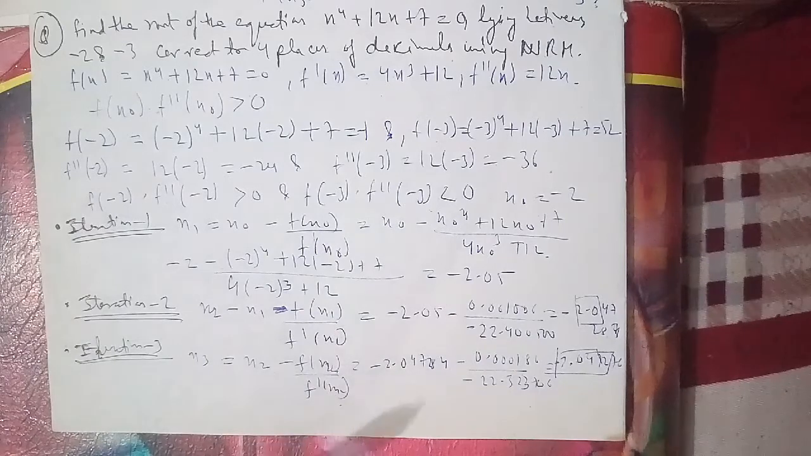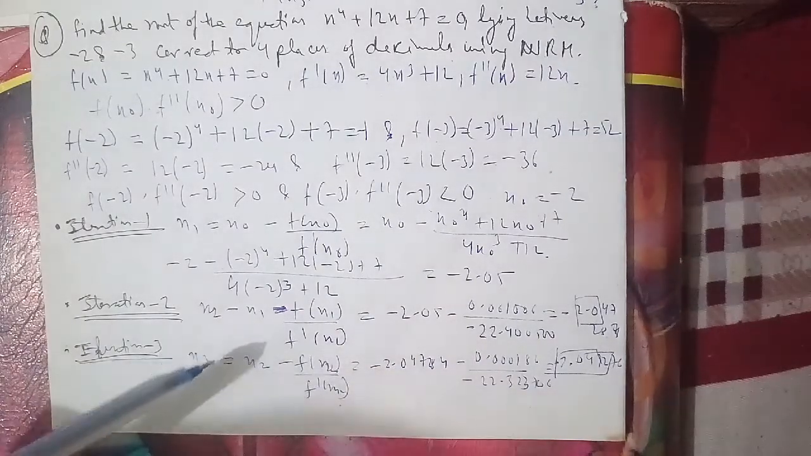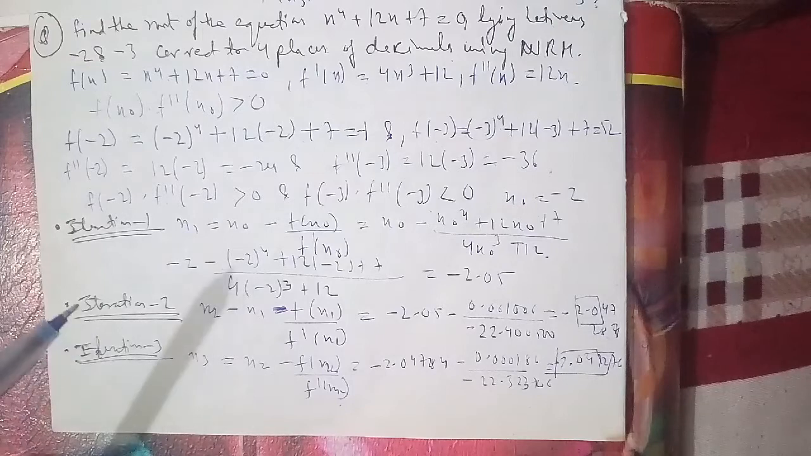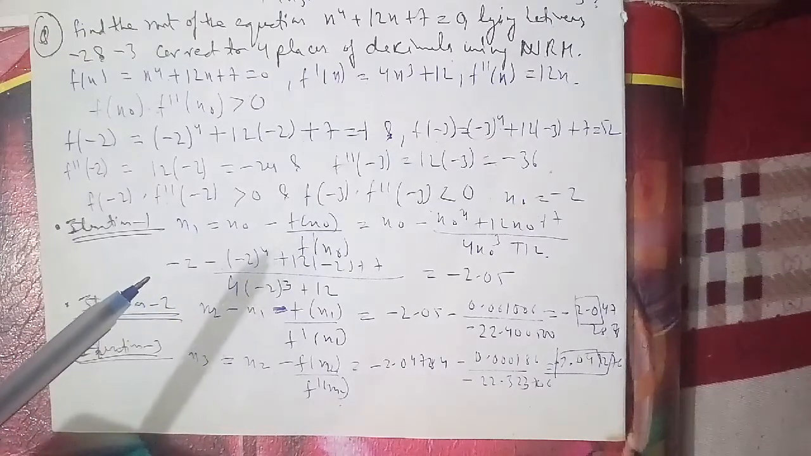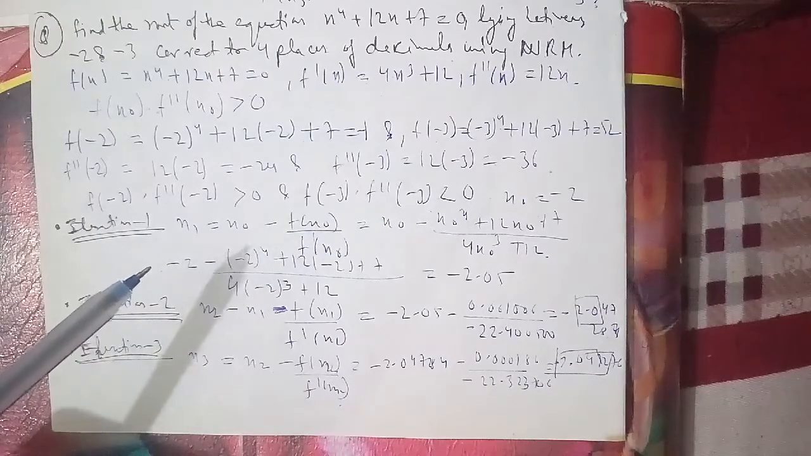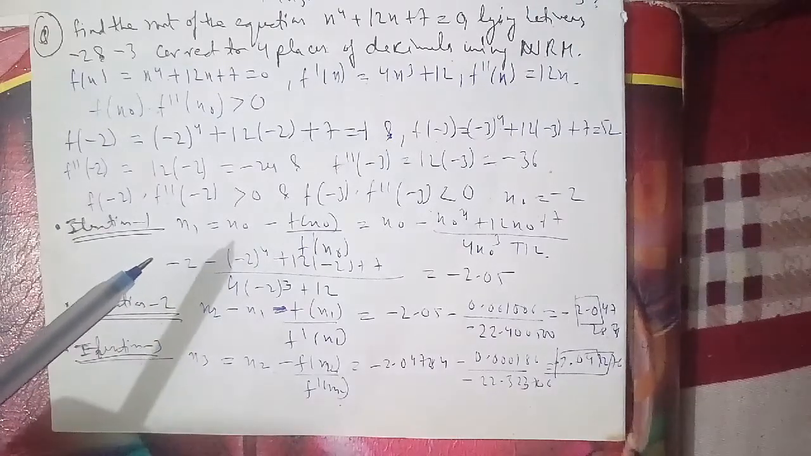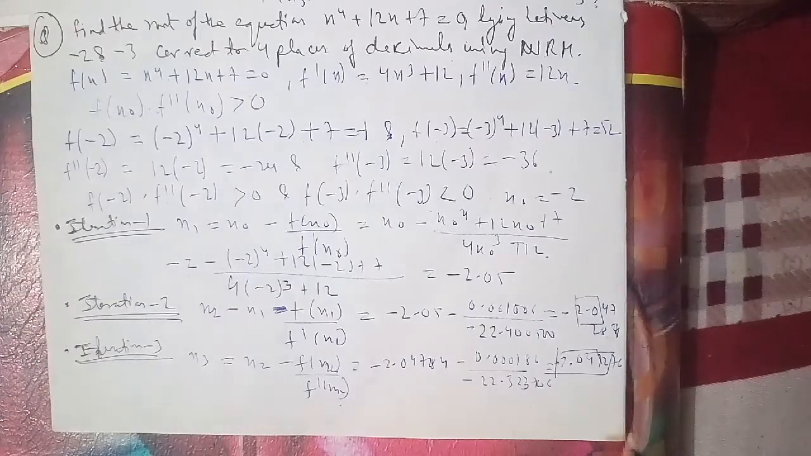We go ahead for the next question, another important one, using the Newton-Raphson method. The question is: find the negative real root of the equation x^2 + 4 sin x = 0, correct up to 4 decimal places using the Newton-Raphson method. Let's find it out, and that is important too.